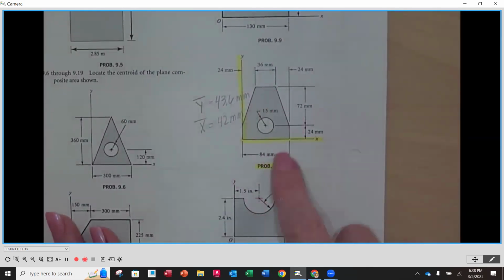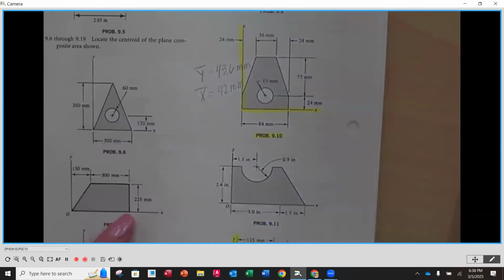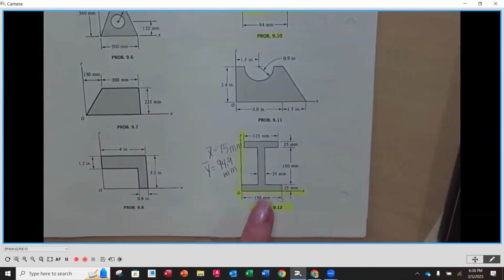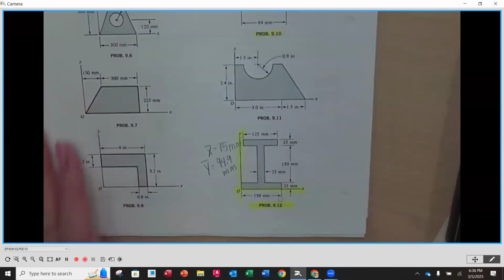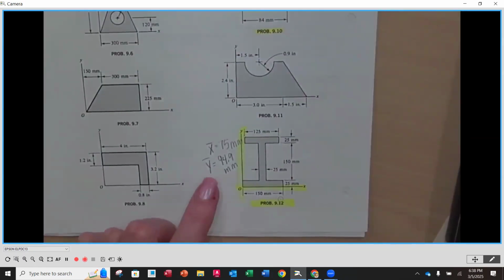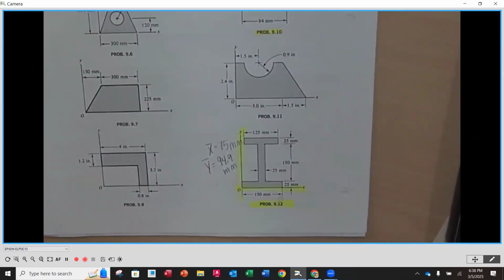And then you'll notice that this is the composite shape, and you want to find the X bar and the Y bar. The other one that you're going to do is going to be 9.12. This one's also in millimeters, or in metric units. And then you're going to want to find the X bar and the Y bar from the reference axis that's identified there. Same process, same requirement. Don't forget your diagram at the end where you label your X bar and your Y bar.